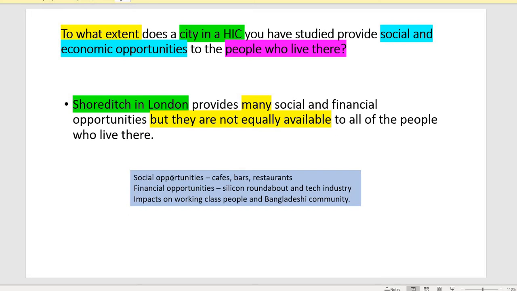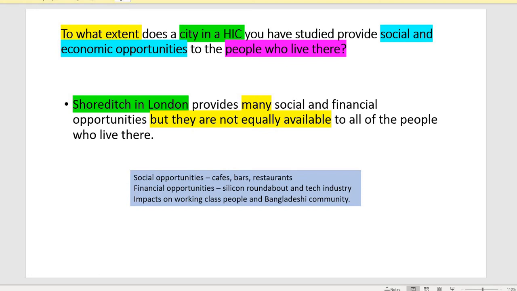I'm going to look at the social opportunities of Shoreditch with the cafes and the bars and the restaurants, things like the Serial Killer Cafe in the Brick Lane area. I am going to look at the financial opportunities that are provided by the Silicon Roundabout and tech industry which have been built up. And the third thing I'm going to look at is what impact this has had on the original working class people that have lived in the area and the Bangladeshi community around Brick Lane.